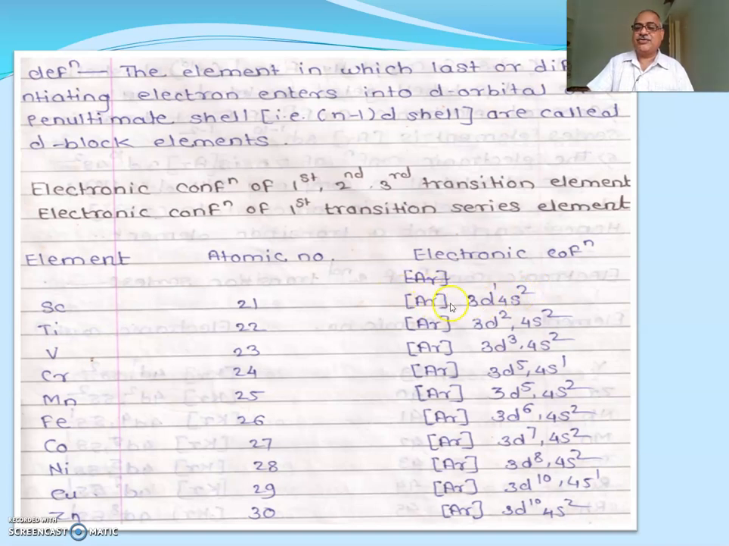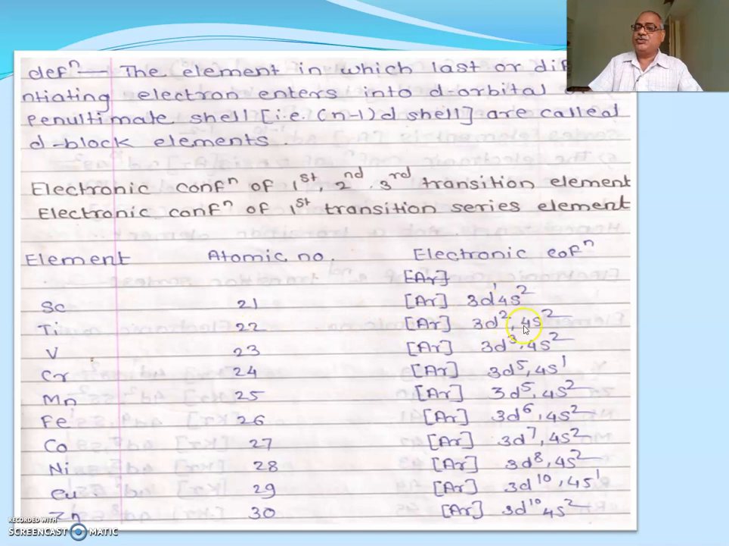Here argon has 18 electrons filled. Instead of writing those 18 electrons, 1s2, 2s2, 2p6, 3s2, we can write here only argon. Argon consists of 18 electrons. Then how many electrons remain? 3 electrons. So scandium is 3d1, 4s2.